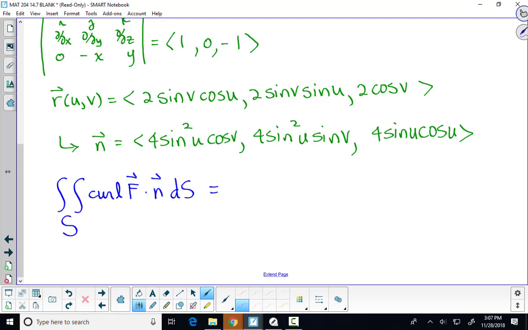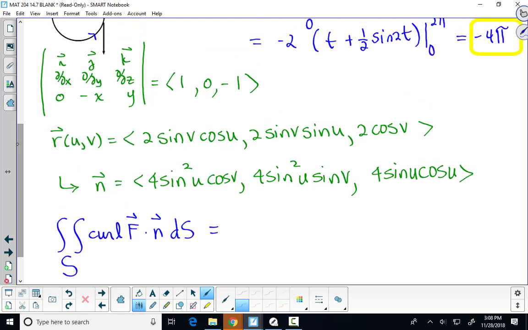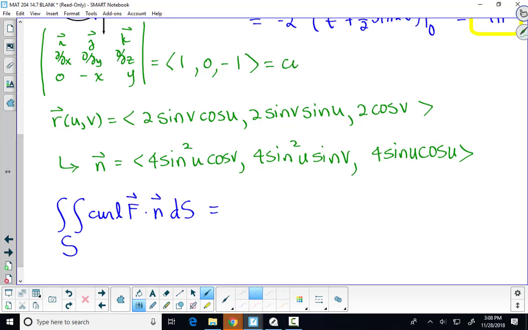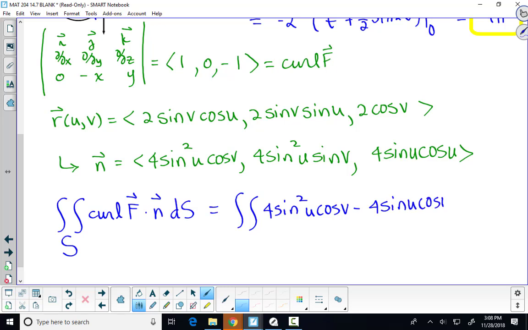So we have the normal for our surface, and we've got the curl, which is right there. Curl F. We dot the two together, and when we multiply those two, we get 4 sine squared u cosine of v minus 4 sine u cosine u.